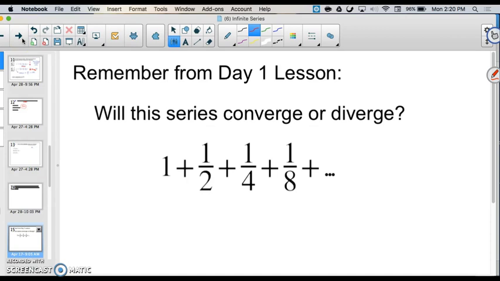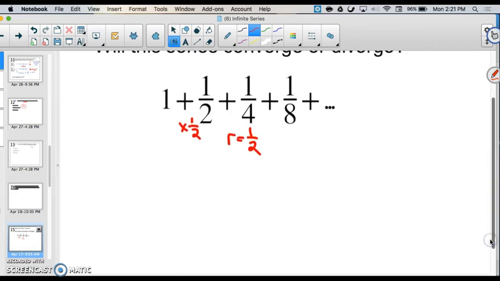All right, so going back to day 1, will this series converge or diverge? So we looked at this series on day 1 and we noticed that we're multiplying by 1/2 each time. So my common ratio is 1/2. So last time we talked about the limit as n goes to infinity of that geometric series equation that we have, which is a1 times 1 minus r to the n all over 1 minus r. So that's a geometric series.